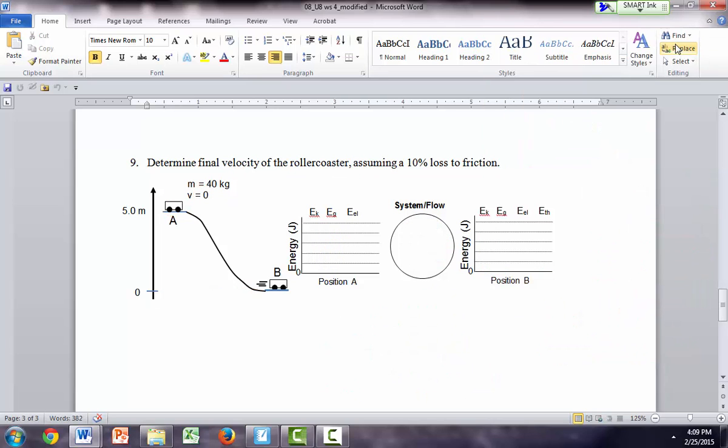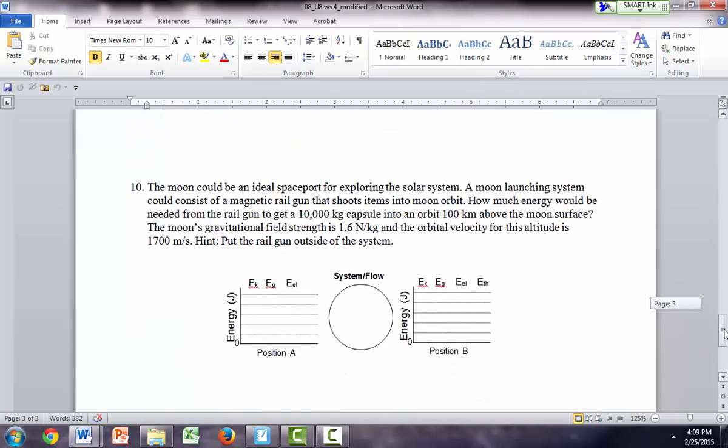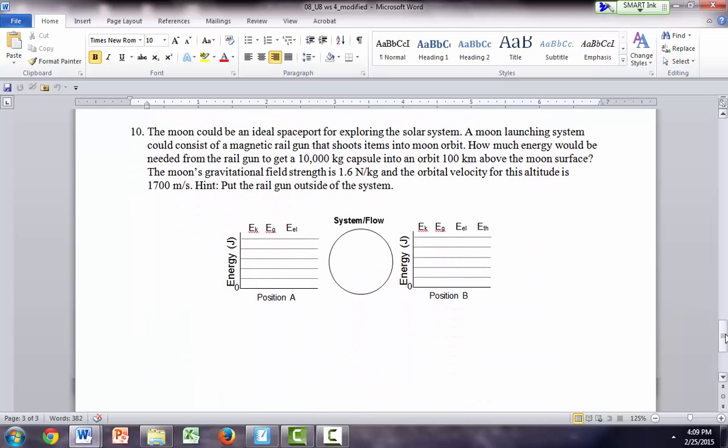The next one that was asked about was number 10. The moon could be an ideal spaceport for exploring the solar system. A moon launching system could consist of a magnetic railgun that shoots items into moon orbit. How much energy would be needed from the railgun to get a 10,000 kilogram capsule into an orbit that's 100,000 meters or 100 kilometers above the moon's surface?